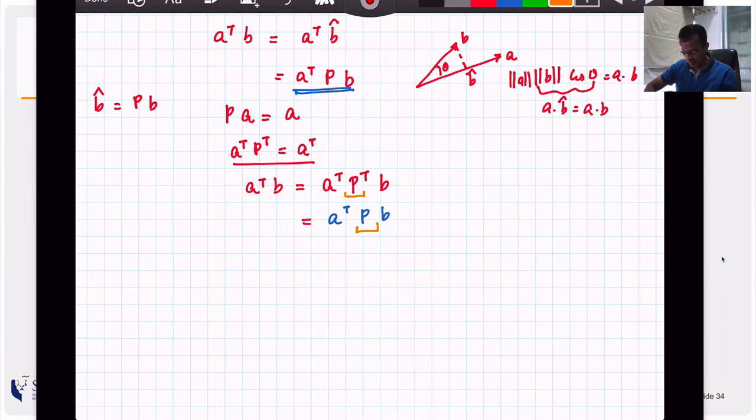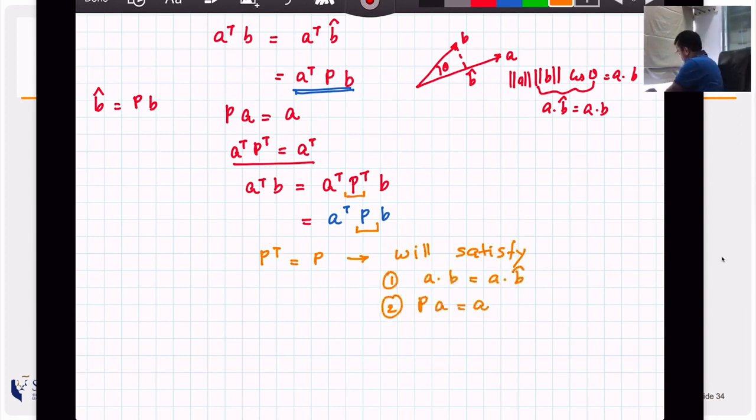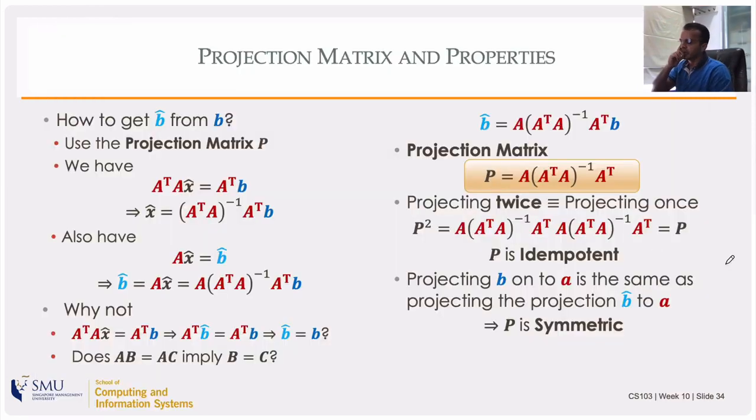So take a look at this proof and see if this is actually true. In any case, P transpose equal to P will satisfy this condition. So that is the proof: P transpose is equal to P. The two conditions that we have, 1 and 2, are the two things that we will use to show that P is symmetric.